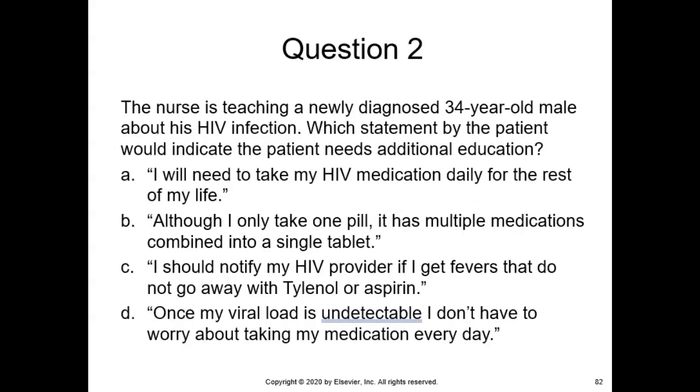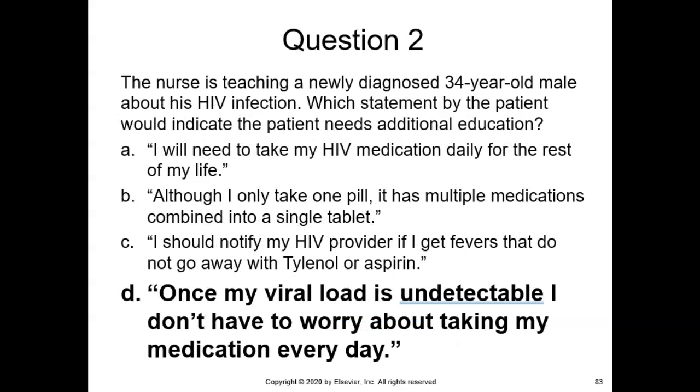Okay, question number 2. Nurse is teaching a newly diagnosed 34-year-old male about his HIV infection, so which statement by the patient would indicate the patient needs additional education? So you can pause and choose your answer, but I'll go on. The correct answer is D. Persons with undetectable virus are still infected with HIV and may need to take their HIV medications on a daily basis to keep the virus suppressed.